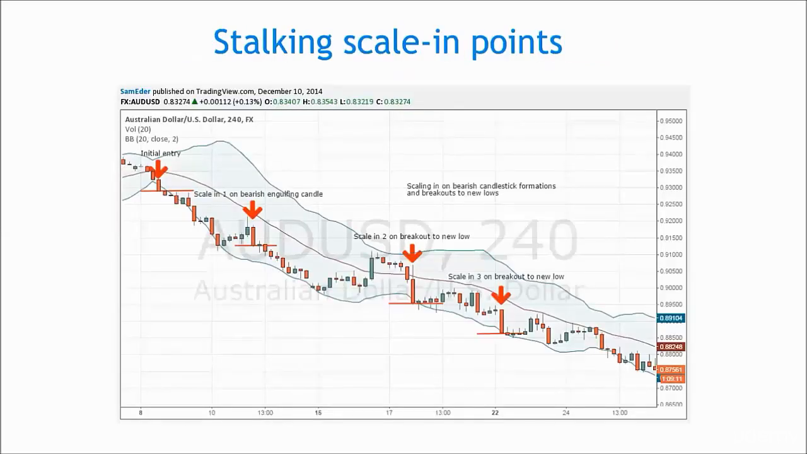Stalking scale-in points. You can develop many different formulas for scaling into trades, but one of the best ways to do it is to stalk low-risk scale-in points like you would low-risk entry points. For example, if the price breaks through key levels, you get a pullback and a reversal candle in the direction of your trade, or you get some news that is supportive of your position, then you can add additional positions to the trade. There is no need to be complicated about when you scale in. The most important thing is to have a plan and to follow it.